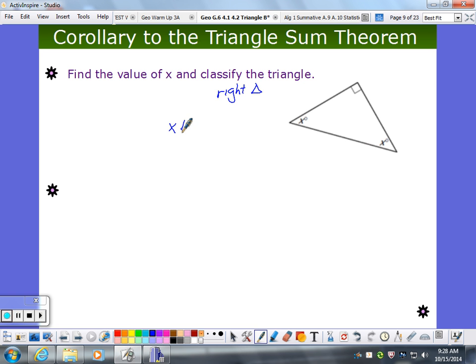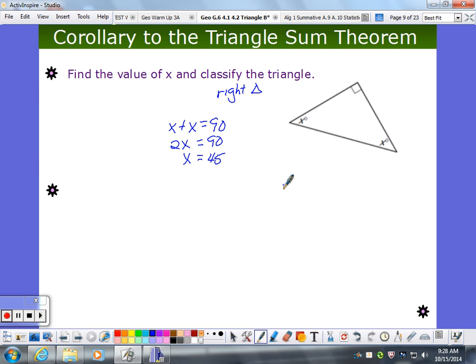So x plus x is 90. It is not wrong if you do x plus x plus 90 is 180. This is just a little bit simpler. So 2x equals 90. So x equals 45. So my value of x is 45. Each of these is 45 degrees.